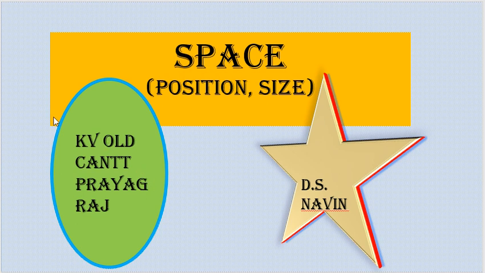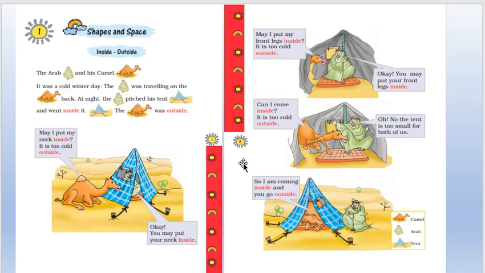Let's begin our video with the help of one story. In this story, we have three characters: one camel, an Arab, and a tent. Now let's begin our story with the help of pictures, and it will be very easy for you to understand it. The Arab and his camel.